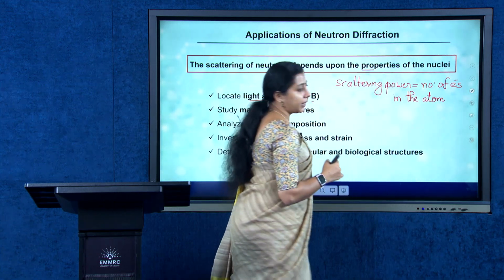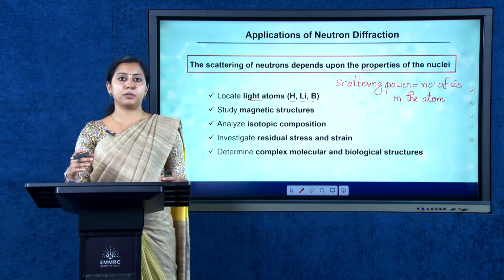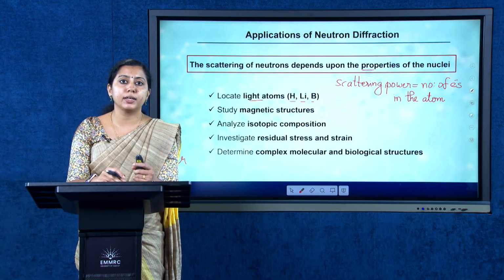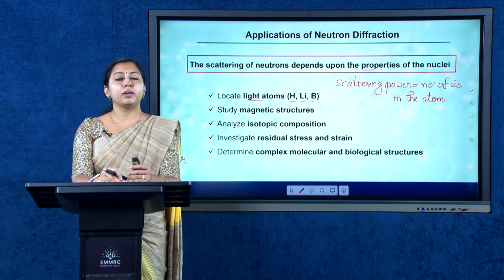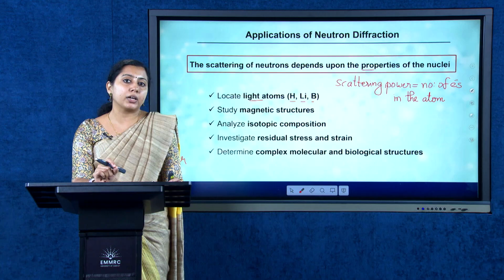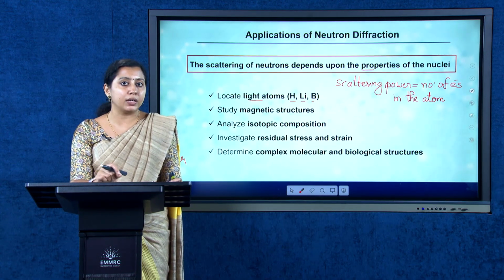Number of electrons in the atom. So, when we consider light atoms like hydrogen, lithium, etc. For hydrogen there is only one electron. For lithium there are only 3 electrons. So, when we consider light atoms, since the number of electrons is less, they scatter very weakly.